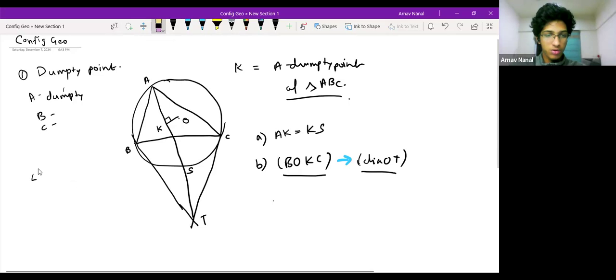Okay, so the next property of this point is that you have AMKN is cyclic. Oh, sorry, I need to define these. So M is the midpoint of AB and N is the midpoint of AC. So you have that AMKN is cyclic. Can anyone try to give a proof for this?